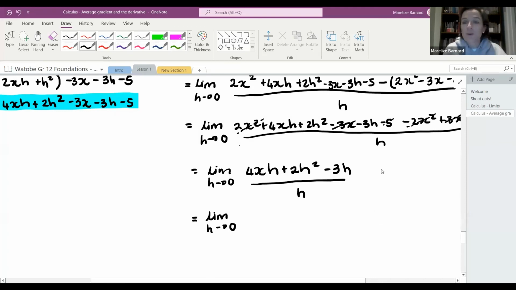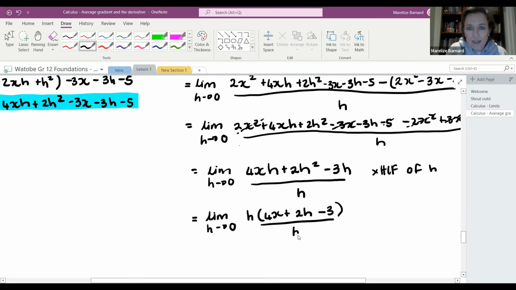Okay, so at this point, we take out a highest common factor of h, just an h. 4x plus 2h minus 3 over h. That gets rid of my h in the denominator. And in my last step, I'm going to replace my h with a 0. So we drop the limit notation. And our final answer is 4x minus 3.